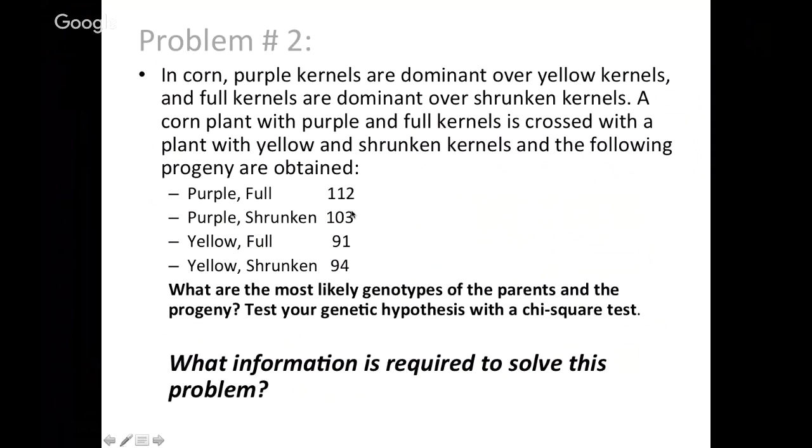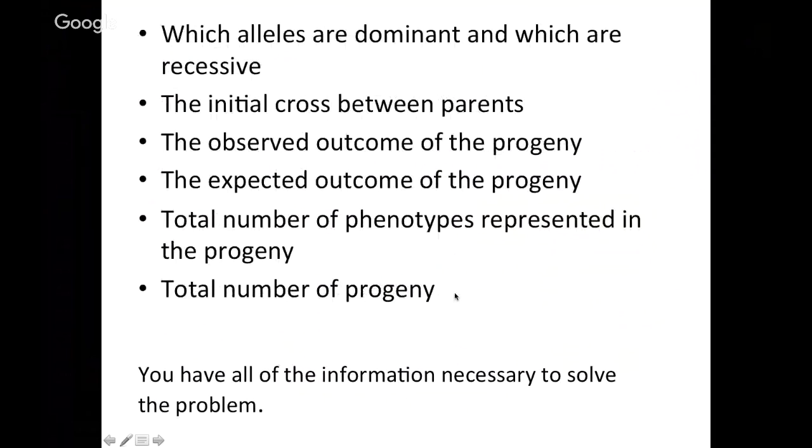And because these numbers are fairly close, you can see that it's supposed to be a 1-to-1-to-1 ratio, which means you can do some testing to figure out which genotypes are the parents. And because you have the total, you can also find your expected value. So there's no information missing from the problem. You have everything you need to solve it.